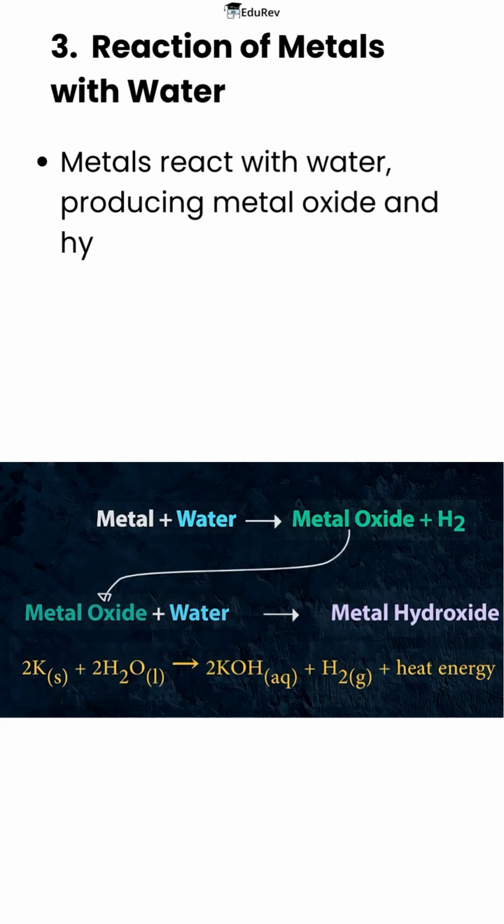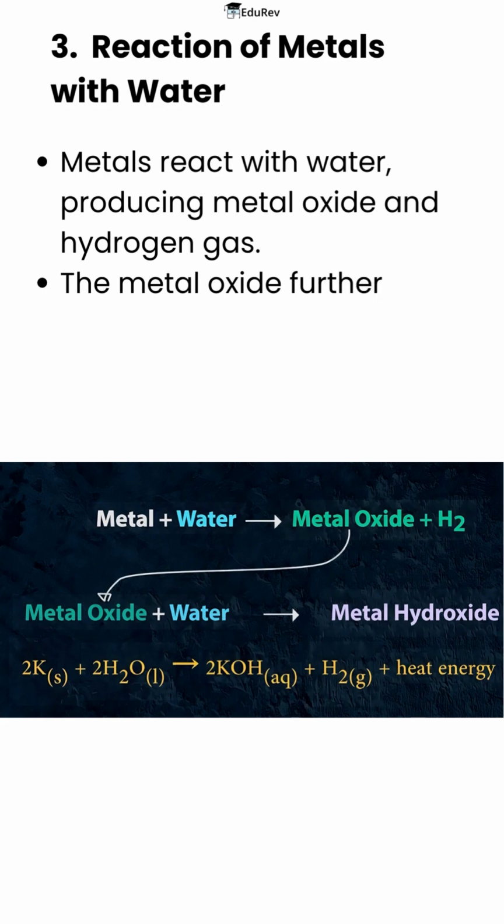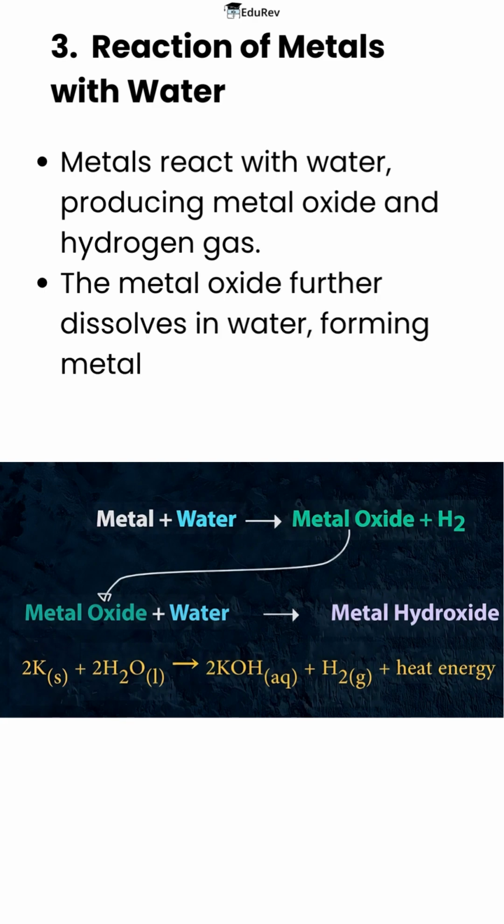The metal oxide further dissolves in water, forming metal hydroxide. General equation is metal plus water gives metal oxide plus hydrogen. For example, potassium reacting with water yields potassium hydroxide and hydrogen gas along with heat energy release.